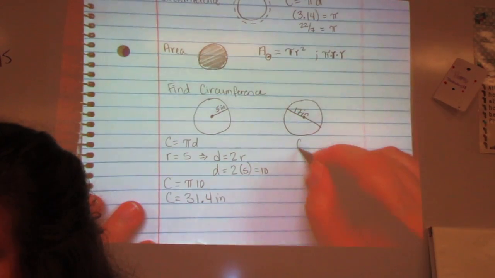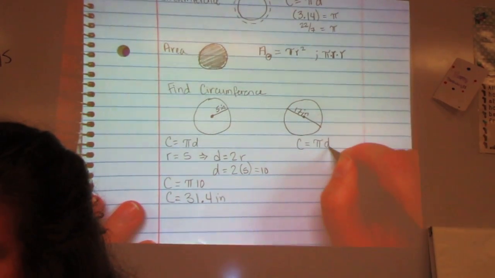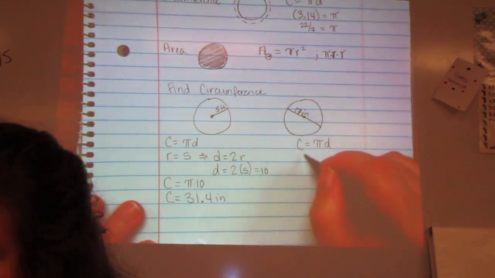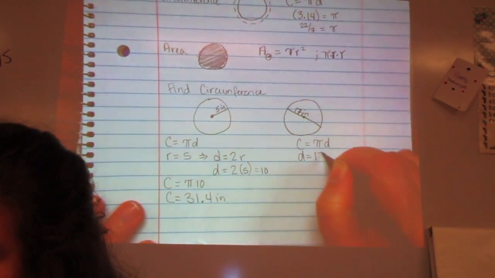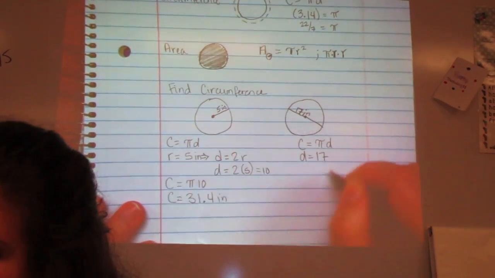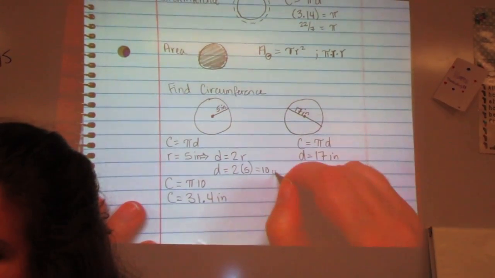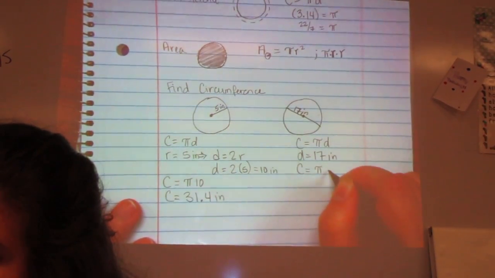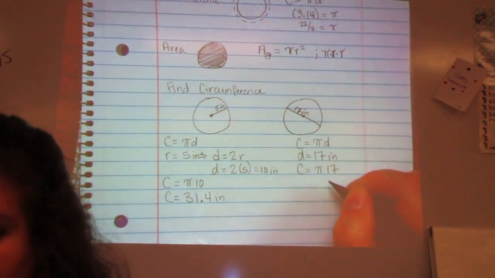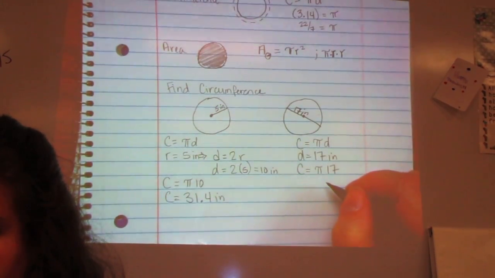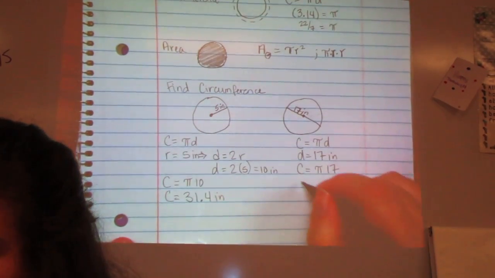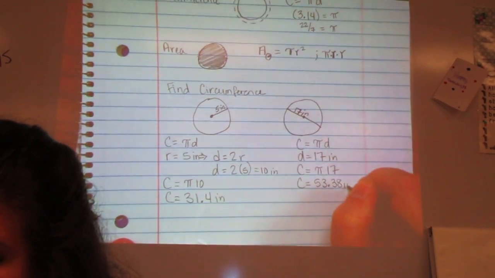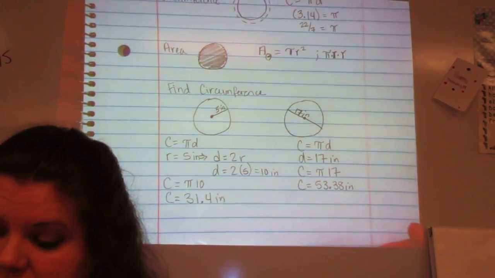For this one, I'm using the same formula, pi times diameter. Well, here I have the measure across the whole circle. So I already know my diameter is 17 inches. So I can put this directly into my formula. And 3.14 times 17 gives me 53.38 inches. That is the distance around.